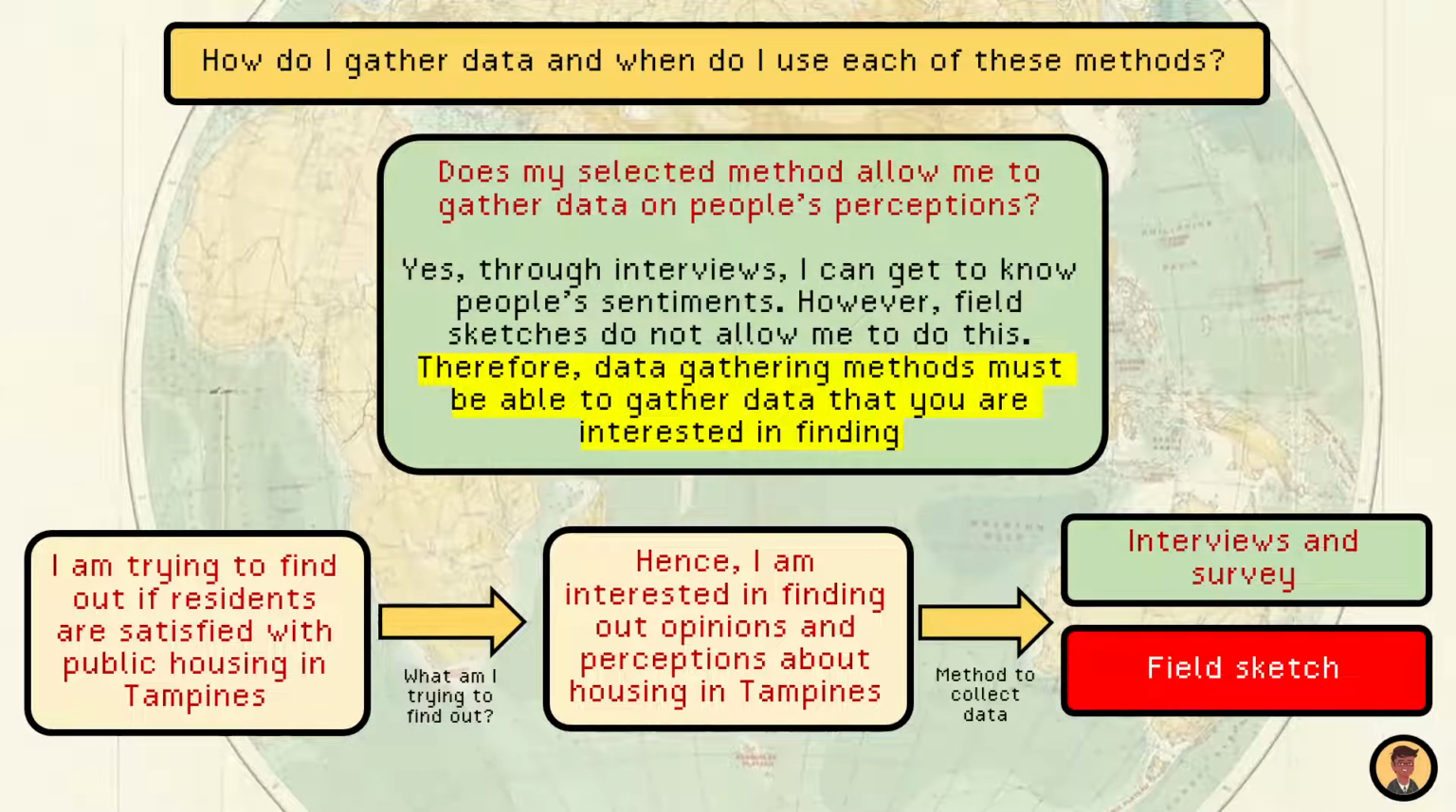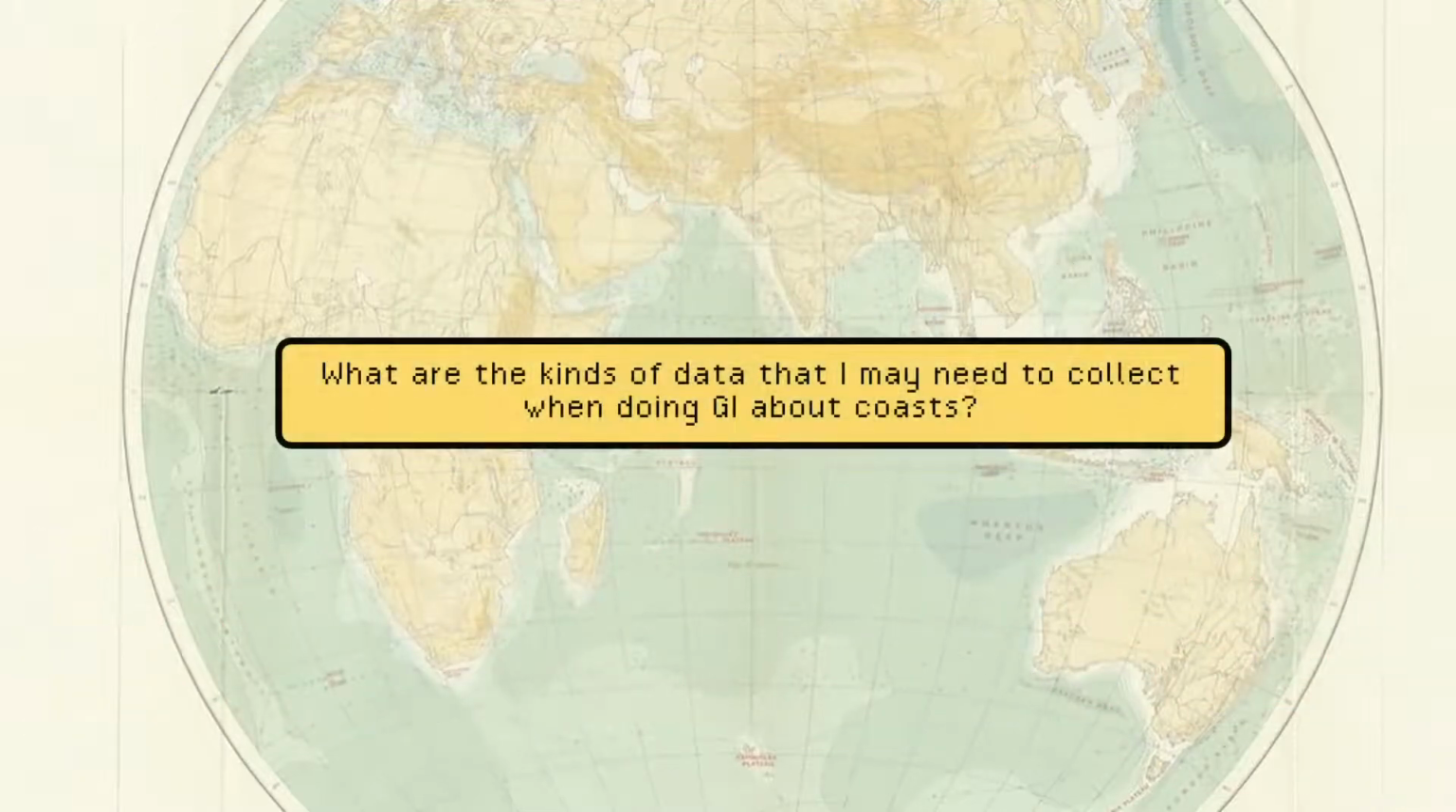Basically, through interviews, I can get to know people's sentiments. However, field sketches do not allow me to do this. Therefore, the data gathering methods must be able to gather data that you're interested in finding out. If I just do a field sketch, it would not allow me to explore the opinions and perceptions of the people who are living in Tampines, as well as whether they feel that they are satisfied with public housing in Tampines.